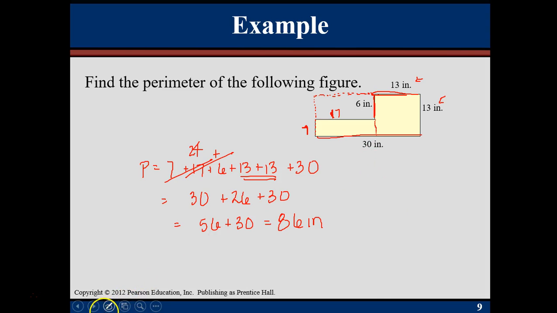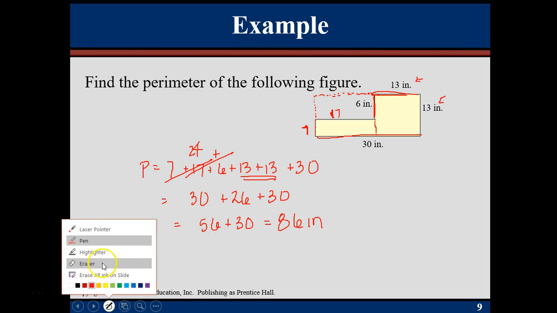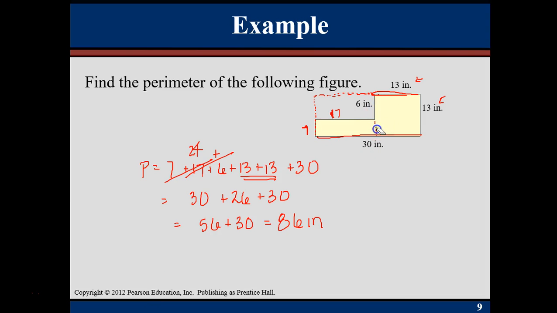You can also think about carving up this figure in different ways. So you could also have finished it this way. Or you also could have just said, well, if I finish this, my perimeter would still be the same, right? 30 plus 30 plus 13 plus 13, which is what I had right here.